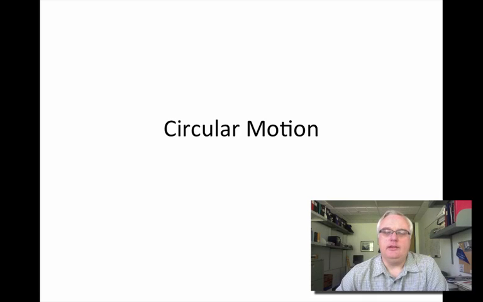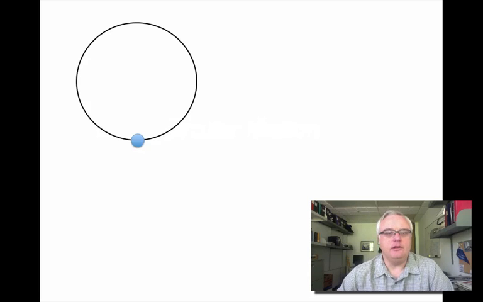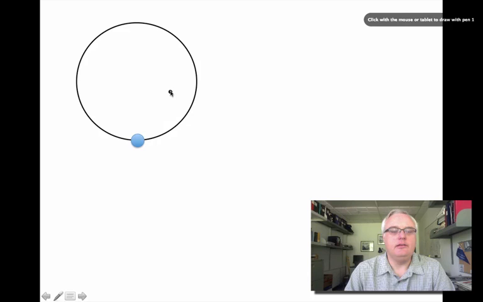Okay, circular motion is exactly how it sounds. It's motion in a circular path. So I've drawn a blue object here, a little blue ball, and it is traveling in a circular path represented by the black circle. The thing to note about circular motion is that the velocity is always tangent to the circle. This green vector here is our velocity vector, and the velocity is always going to be tangent to the circle.